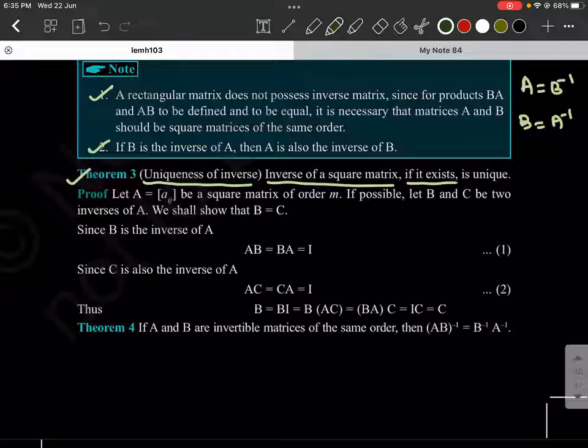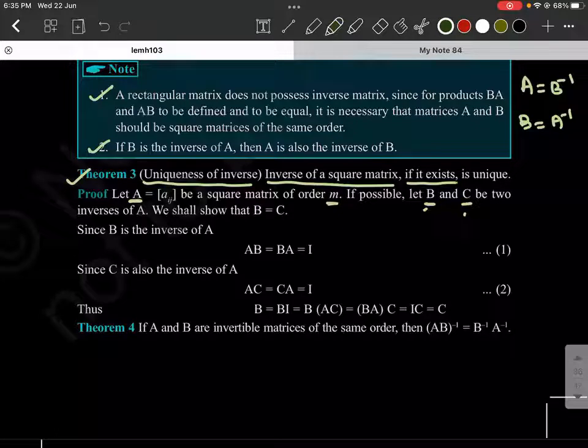So you have a square matrix, and let's say the inverse of the square matrix exists, then that inverse will be unique. To prove that, I take A to be a square matrix of order m, and if possible, we will say A has two inverses. We are trying to prove it using contradiction. Let's say A has two inverses, B and C. Then we will show that B is equal to C. Then we can say B and C are the same, as it has a unique inverse, right?